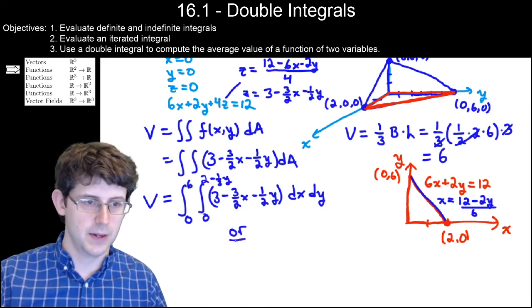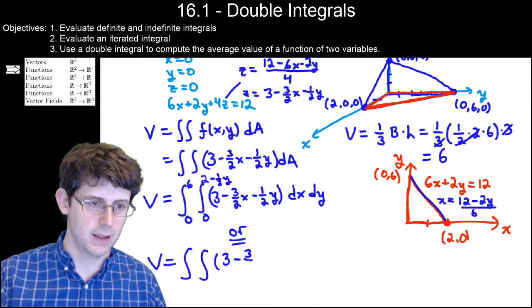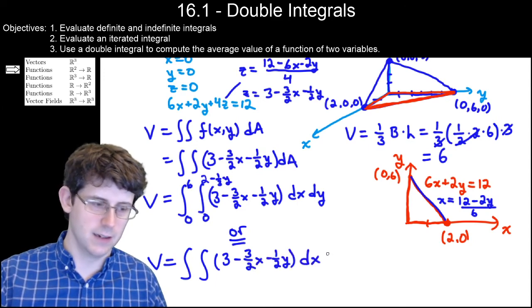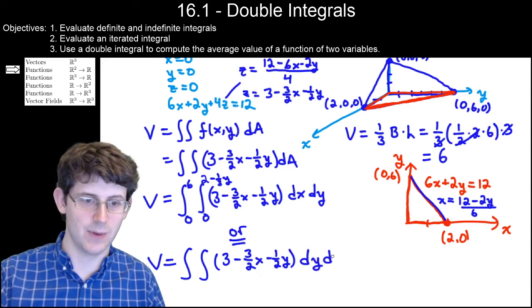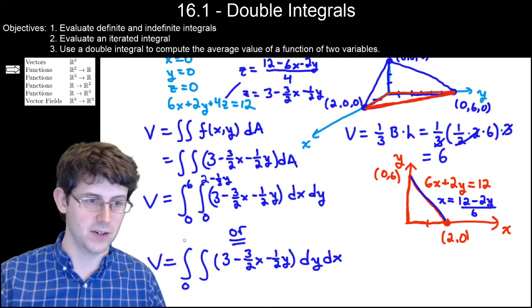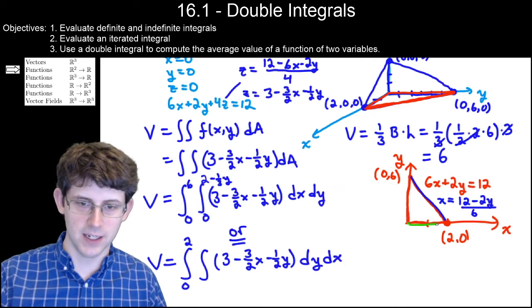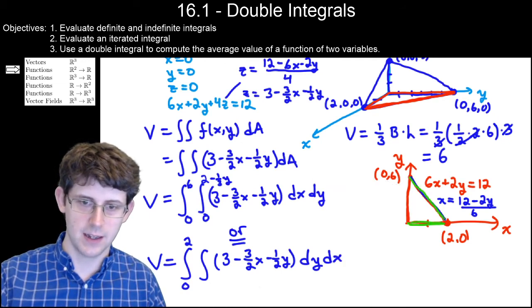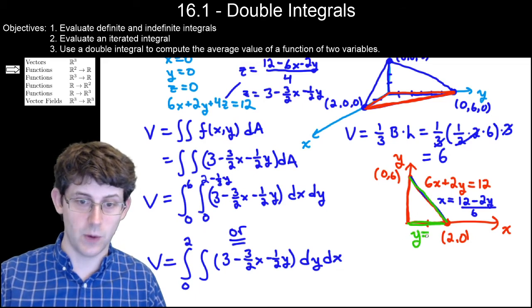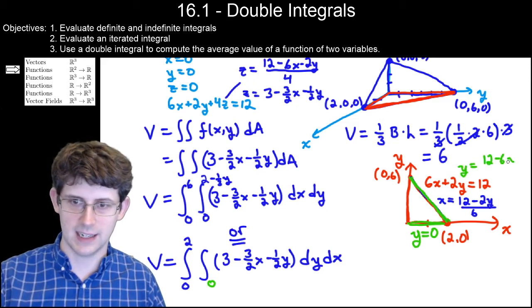The other way to set it up would have been mostly exactly the same. But if we do it dy dx, now the x bounds are on the outside, so they have to be just numbers. That'll be from 0 to 2. And the y bounds are whatever is the bottom function and whatever is the top function in terms of y. Here's y equals 0. And here's y equals, well, let's solve for y. That's 12 minus 6x all over 2.